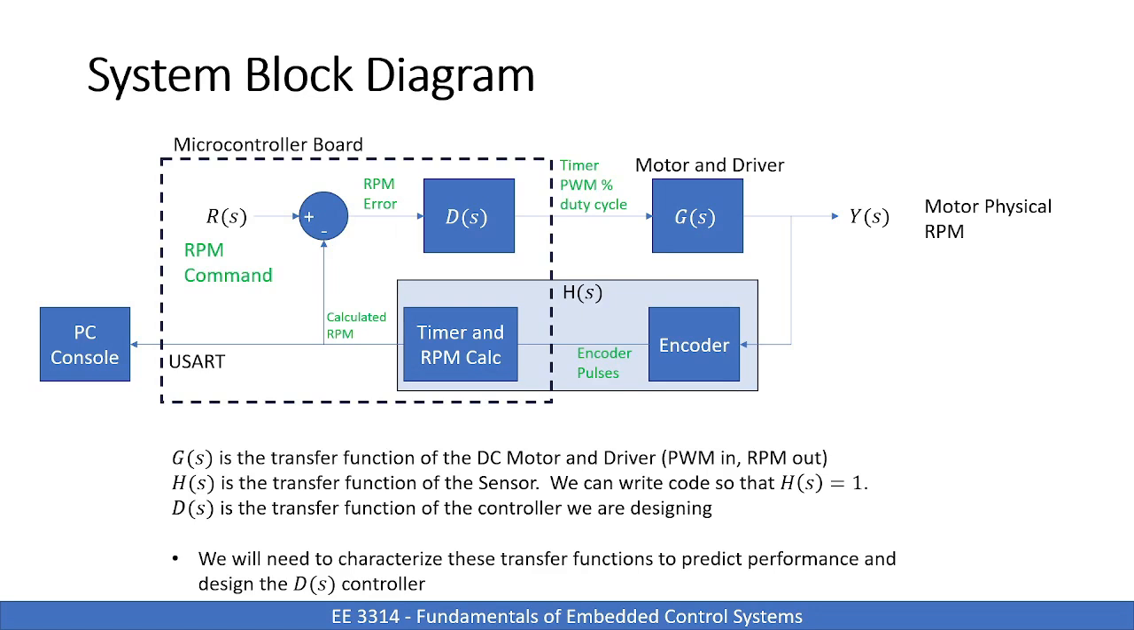So we don't have extra complexity there. And then of course we want to output to the PC console through our USART what is that calculated or measured RPM, so we can see what the actual response of that motor is. In this case, we don't have an actual motor, so we will simulate an overall transfer function, the combined transfer function of this entire system, right? The feedback system of the controller and the motor and driver is ultimately what we're trying to do.